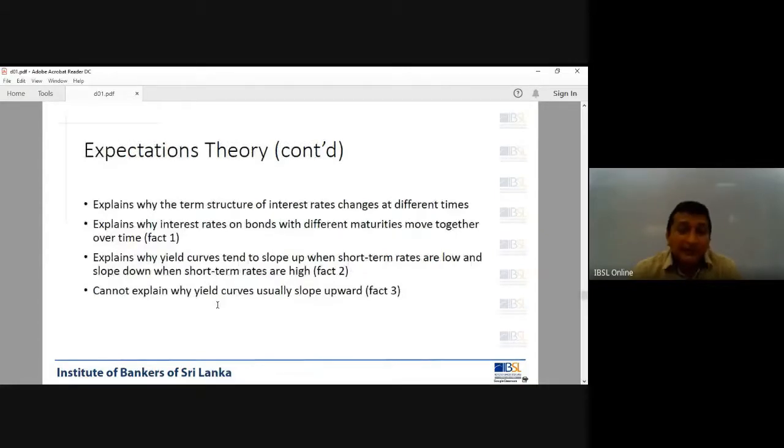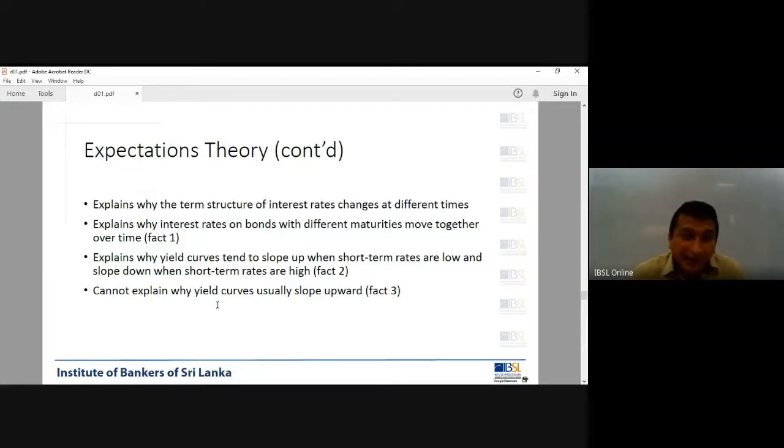Okay, and then you would see the explanation of this expectation theory, as we have now seen, and it explains why the term structure of interest rates changes at different times. It's very clear now why it changes, because when you see an opportunity in the other maturity, people move from this maturity to the other, so the interest rates change to make the maturities indifferent.